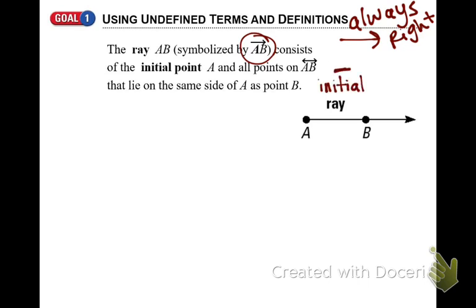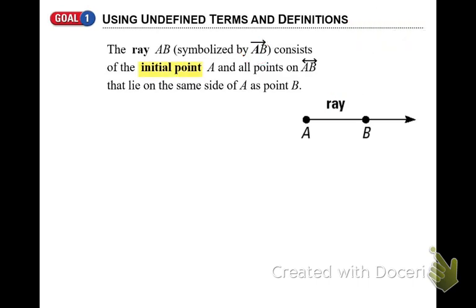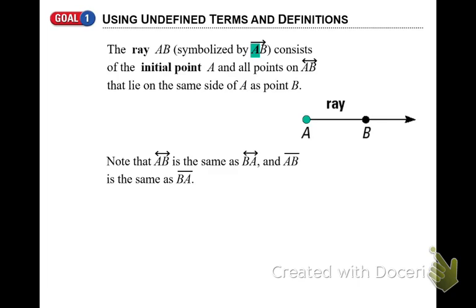What do you think of when you hear the word initial? Your starting point. Okay? So in this picture, it makes sense because what's the initial point? Where is the starting point? A, so they put A first. And then the arrow goes off in the direction, infinitely, towards the letter B. Okay? Here's why I say you have to have an attention to detail.